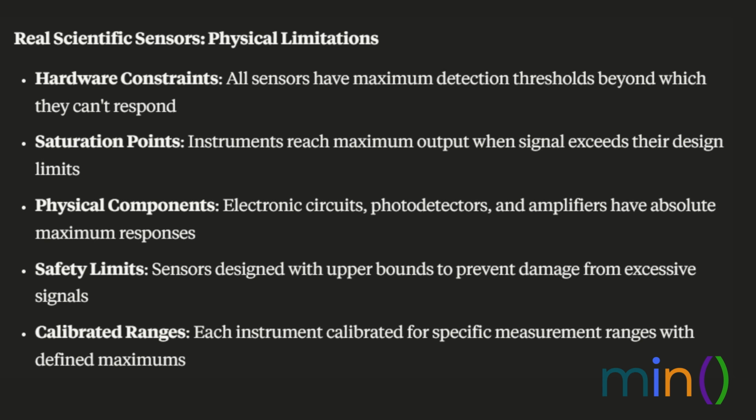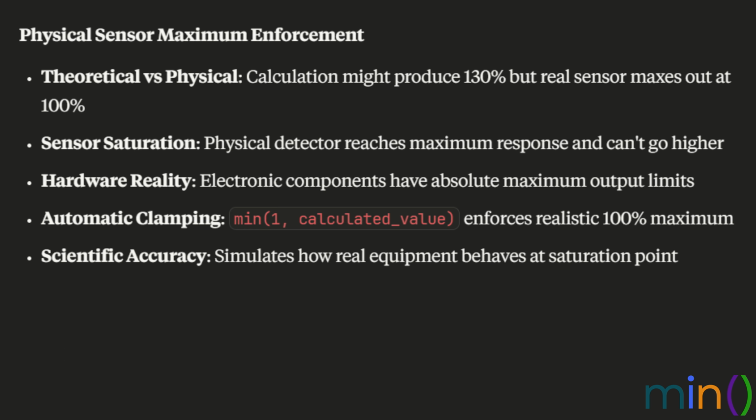Even if our base reading plus measurement noise would calculate to 1.3, min caps it at 1.0, ensuring sensor readings stay within the 0 to 1 range that represents realistic equipment behavior. This is exactly how physical sensor limitations work in laboratory equipment. Your consciousness detector might calculate a theoretical reading of 130%, but the actual sensor might max out at 100%. So min is going to enforce that upper limit.